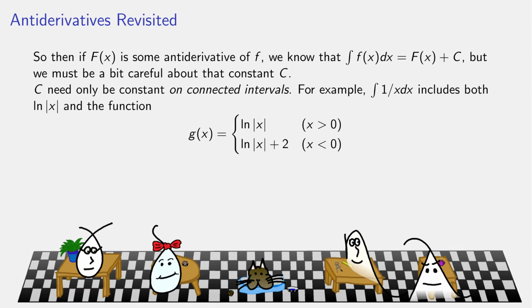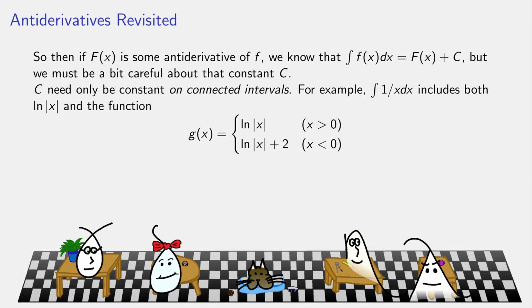We know that any antiderivative must differ by a constant, but that constant is something we have to be pretty careful about. It only actually needs to be constant on connected sets. So for example, what are the antiderivatives of 1 over x? Both the natural logarithm of the absolute value of x, there's a function whose derivative is 1 over x everywhere except for 0. But also this function g of x.